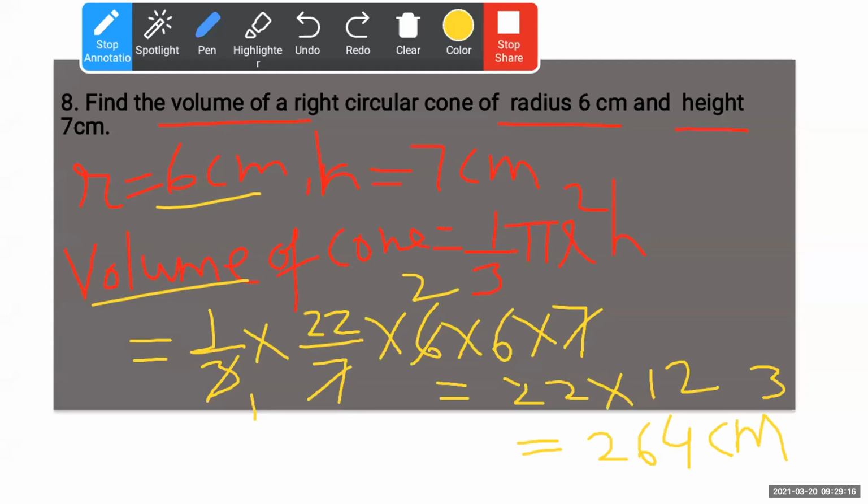I hope that this question is clear. Radius is given, height is given. You have to find out the volume of a cone. Formula is 1 upon 3 pi r square h. Substitute it. Take the value of pi accordingly if it is not given in the question. And then write the final answer, that is, the volume of the right circular cone is 264 centimeter cube.